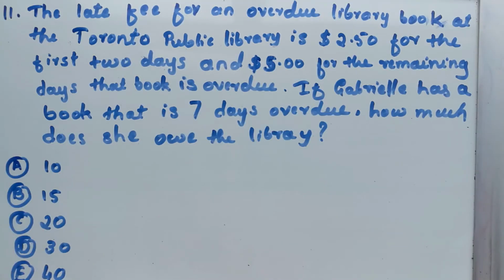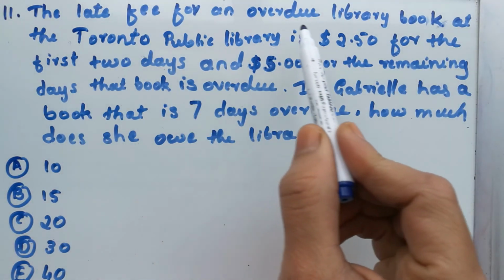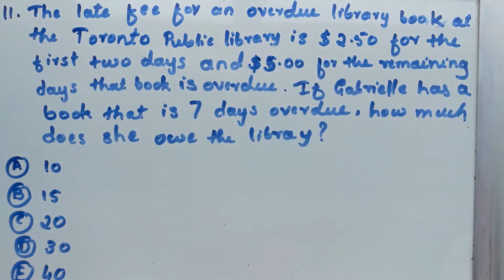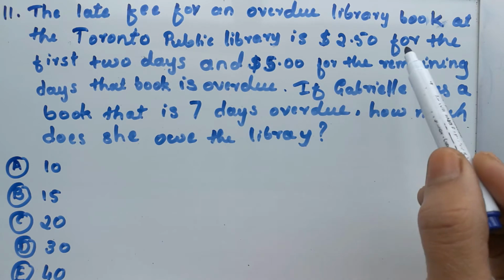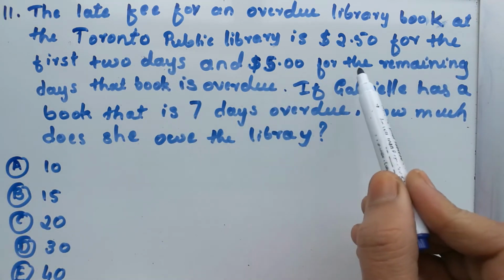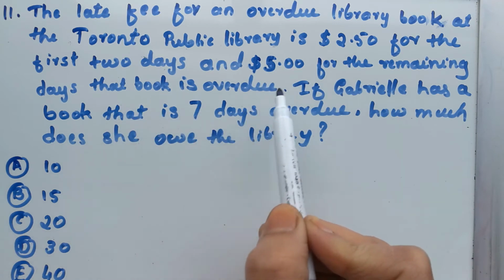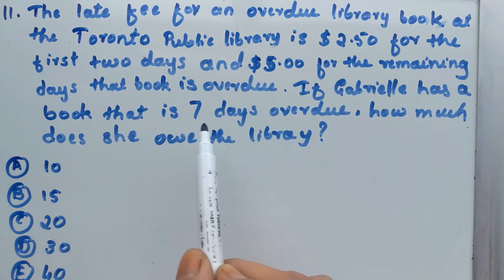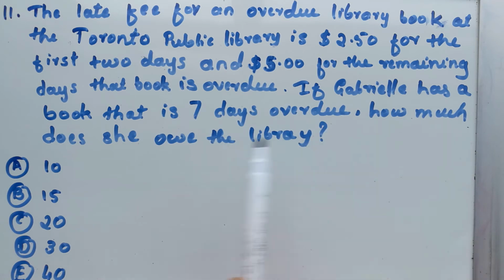Question number 11. The late fee for an overdue library book at the Toronto Public Library is $2.5 for the first 2 days and $5 for the remaining days that the book is overdue. If Gabrielle has a book that is 7 days overdue, how much does she owe the library?